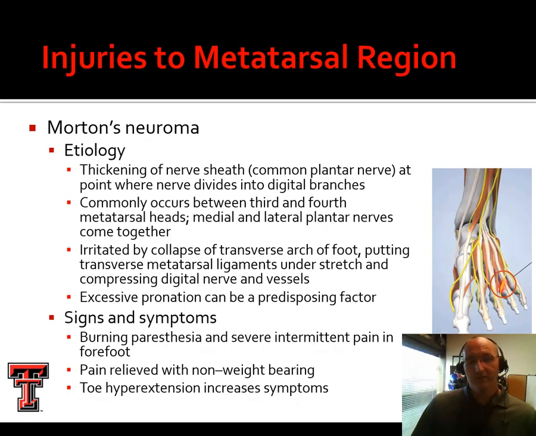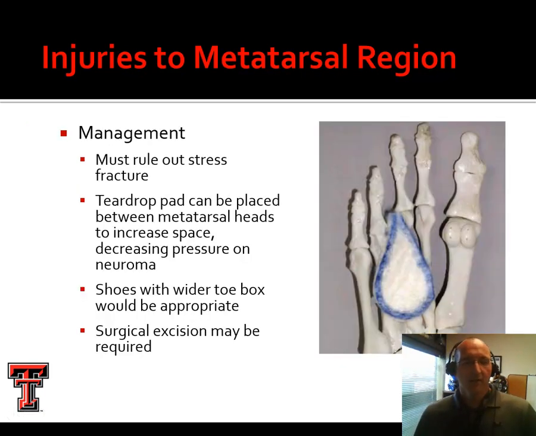The presentation is going to be very similar, just gradual increase in pain. The history is going to be very, very similar. The question is, what's their pain like? If it's just dull, achy pain, then think more bone. If it's sharp, bright, radiating pain, think neuroma, think neurological. Just like with a stress fracture, pain is going to be relieved with non-weight bearing. Toe hyperextension increases their symptoms here.